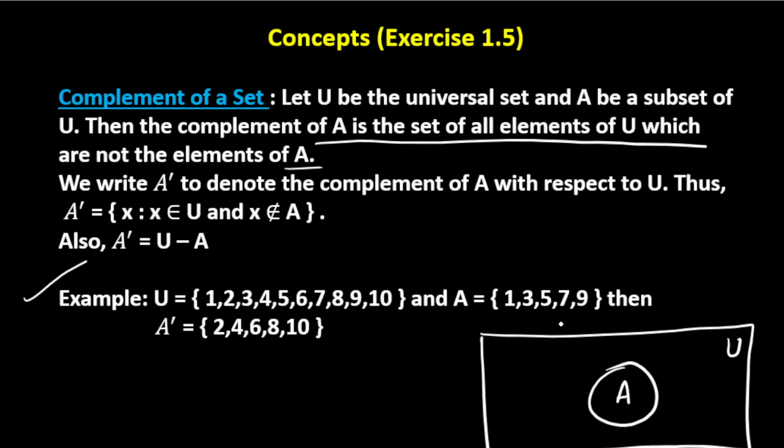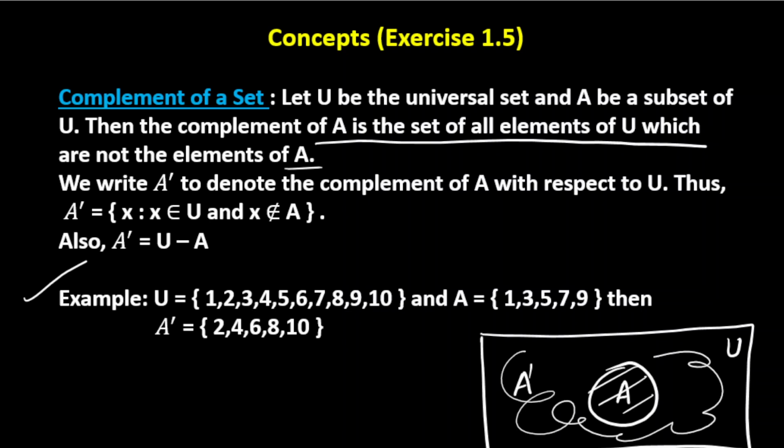Then complement of A is a set of all the elements which are not the elements of A. So that means, see, this is A. That means its complement will be this. So we write it as A dash. So other than A, everything in the universal set is the complement of A. The same thing we will understand with the help of this example also.